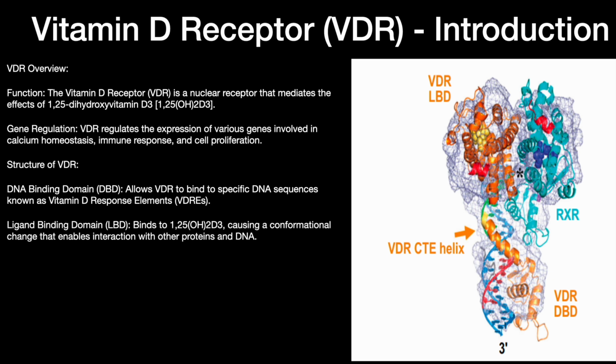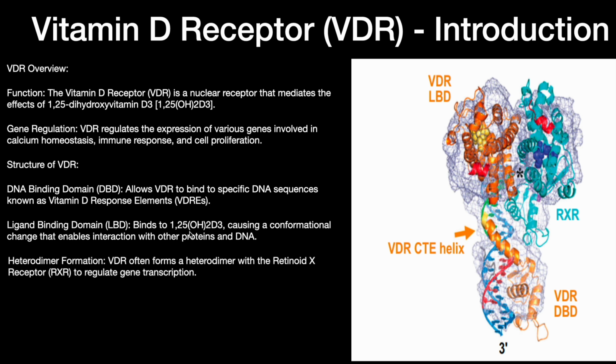Next, you have the ligand binding domain. This binds to the 1,25 hydroxy D3 and causes conformational changes that enable interaction with other proteins and DNA. Now, heterodimer formation: the vitamin D receptor often forms a heterodimer with the retinoid X receptor to regulate the gene expression. This is the heterodimer form.